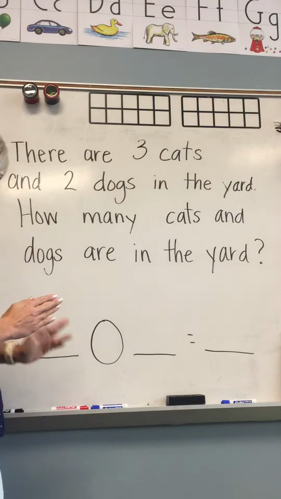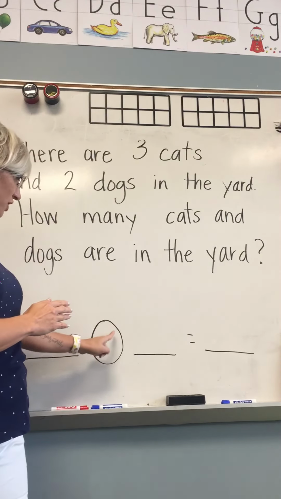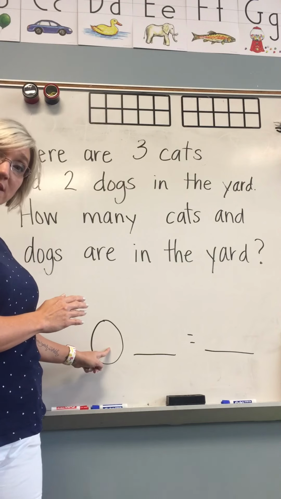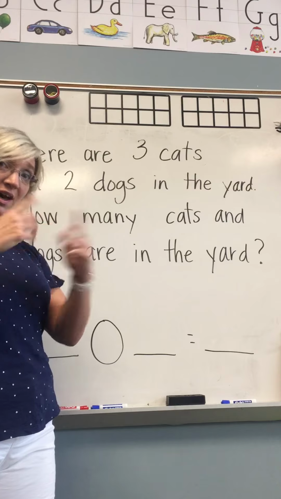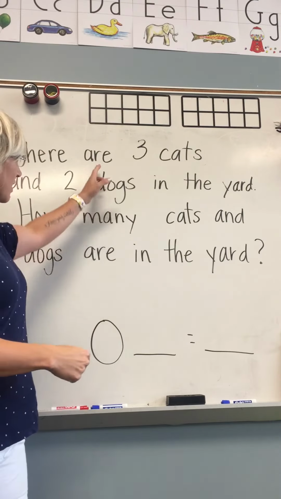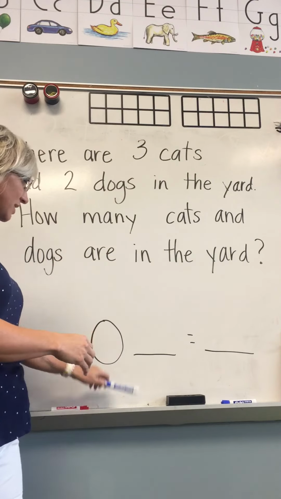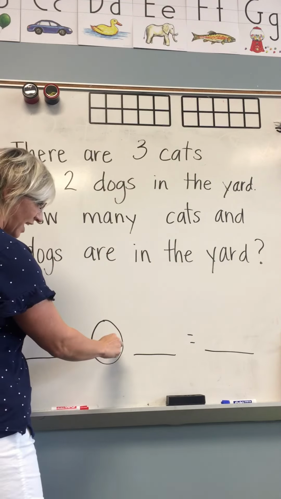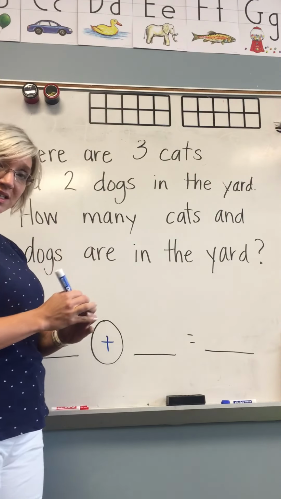So as you can see here, I have an outline of what the equation can be. Notice there's a circle. I have to figure out what symbol I'm going to use. I'm either going to do a plus, add all together, or minus, take away. So in this problem, the cats and dogs are together, so I am actually going to be using the plus, the add symbol, because I'm putting the cats and dogs together.